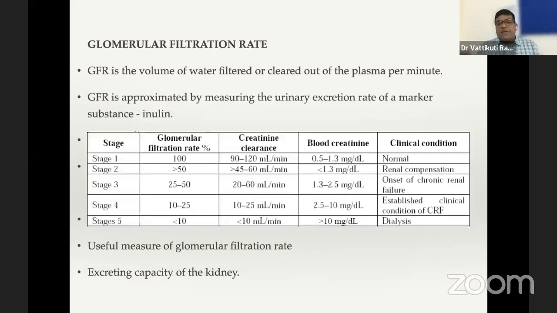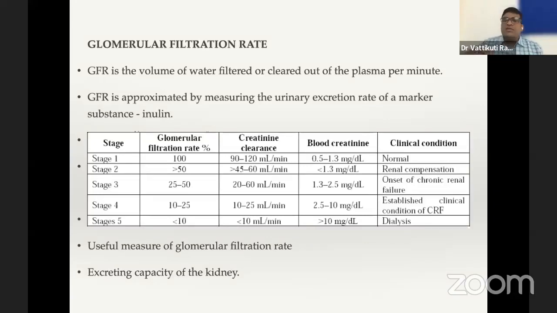So why it is important is, you can classify the staging of kidney disease based on your GFR or your creatinine clearance. Your glomerular filtration rate as well as the creatinine clearance are almost correlating, whereas your creatinine may sometimes take time to elevate, so it may have a delayed presentation.